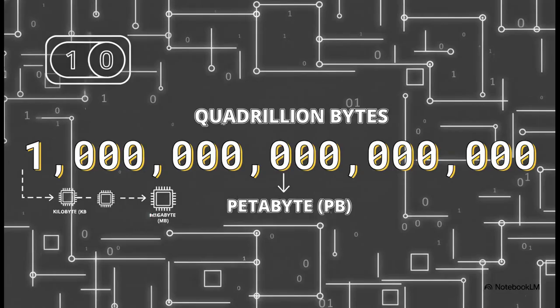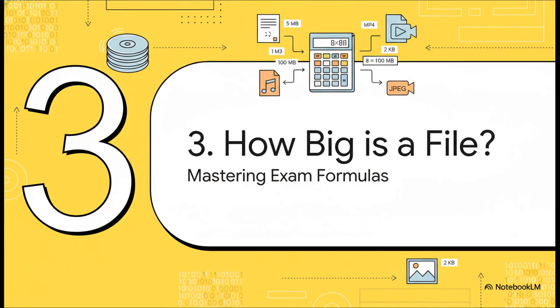And just to give you a sense of the absolutely mind-boggling scale we're talking about here, a single petabyte is 1 quadrillion bytes. That is a 1 with 15 zeros after it. It's incredible. We went from a single tiny switch to this enormous number in just a few quick jumps up that data ladder.